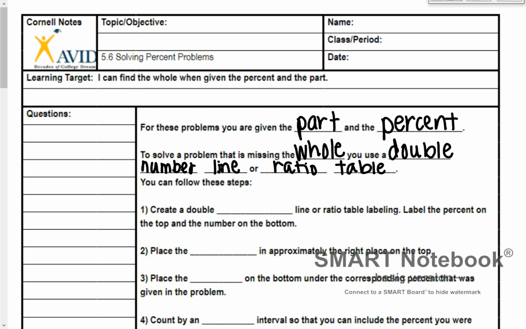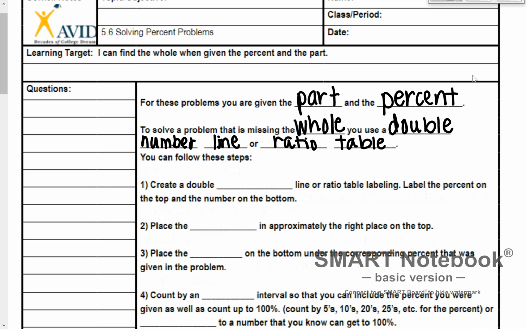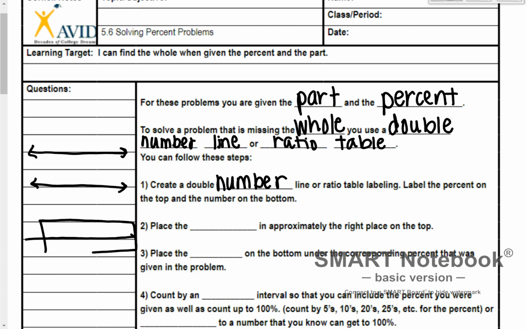Okay, so the first thing that you would do is create a double number line. Okay, remember that's going to look something like this. Just two number lines stacked on top of each other. Or a ratio table, remember that would look something like this. You can make it into boxes, or you could just put like that little T-chart. That's fine too.